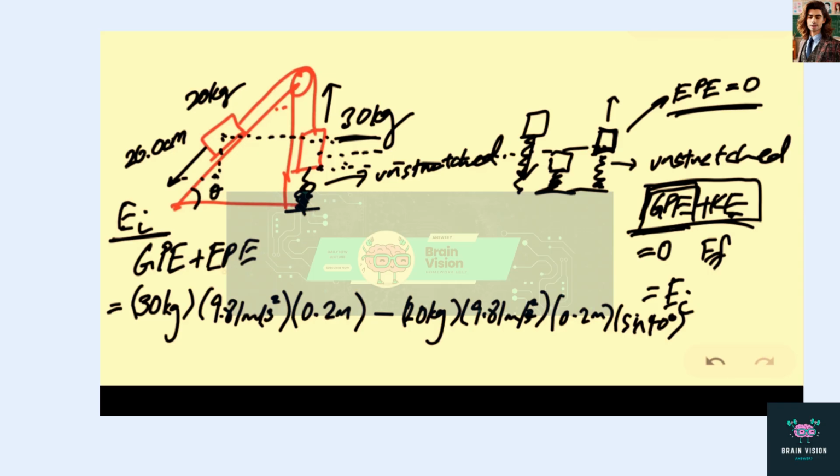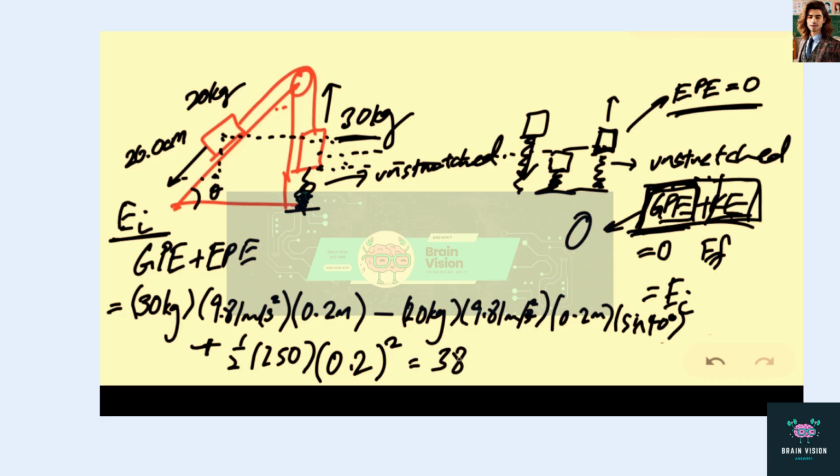Finally, we add the elastic potential energy, and that is given because it's stretched by 20 centimeters. So this is half k x squared, where the spring constant is given as 250 newtons per meter, and the distance stretched is 0.2. Evaluating this, we should get a value of about 38.6 joules.